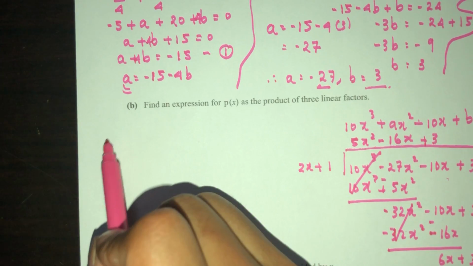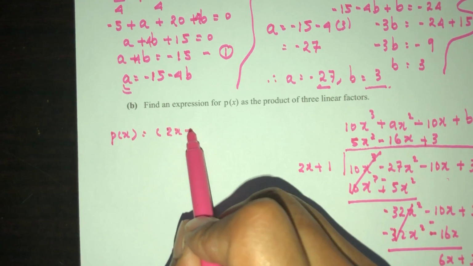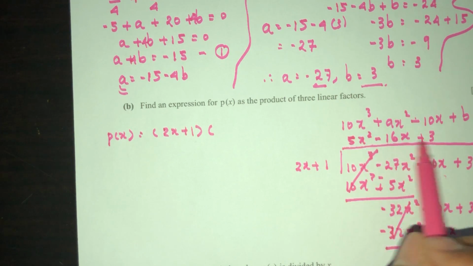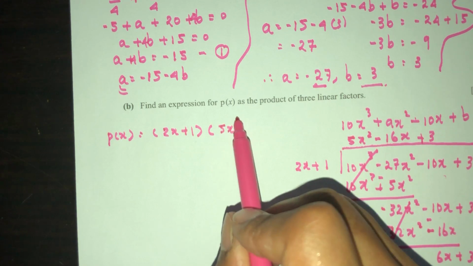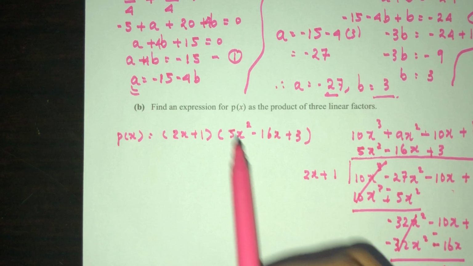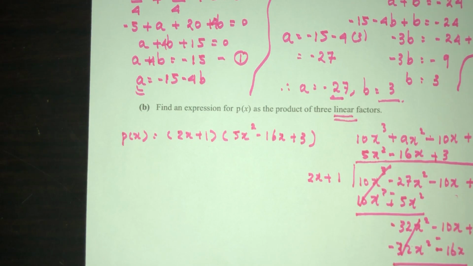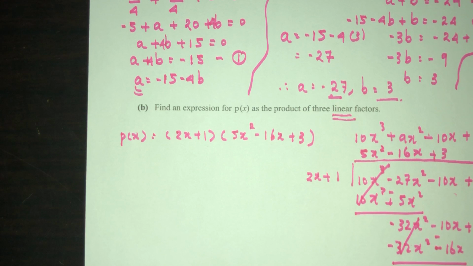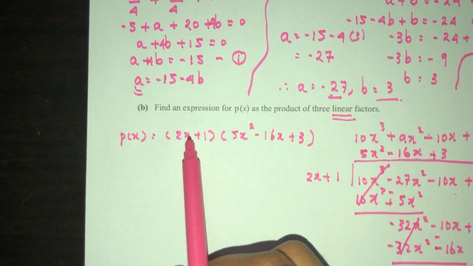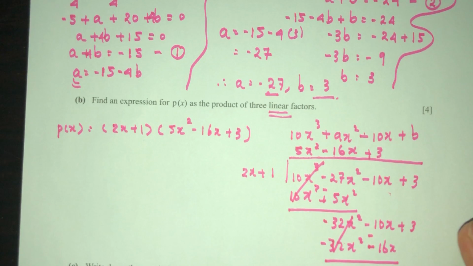So finally, we can safely say that p of x is equal to 2x plus 1 multiplied by this thing on top, which is 5x squared minus 16x plus 3. But now again, it is looking for the product of three linear factors. Linear basically in terms of x, not x squared. So here we have the linear because x power is 1. Here we have x power is 2. This is a quadratic factor. So we have to change that.